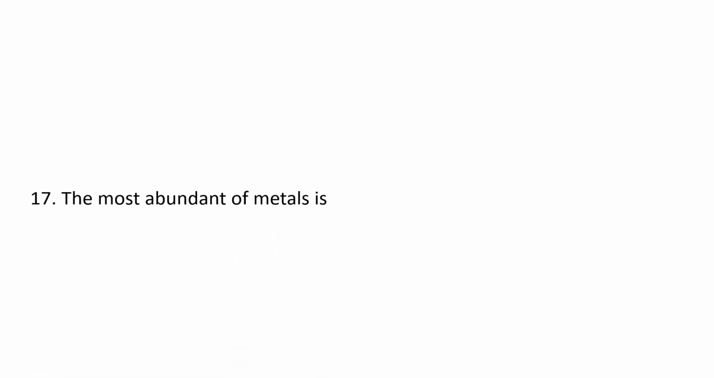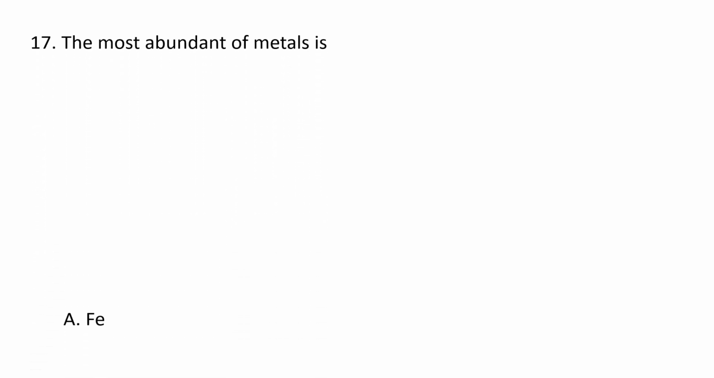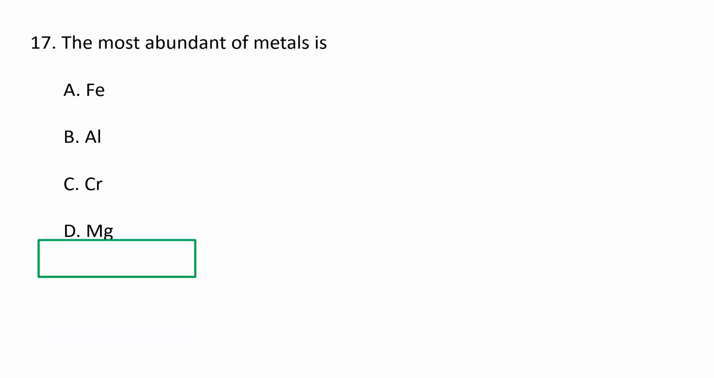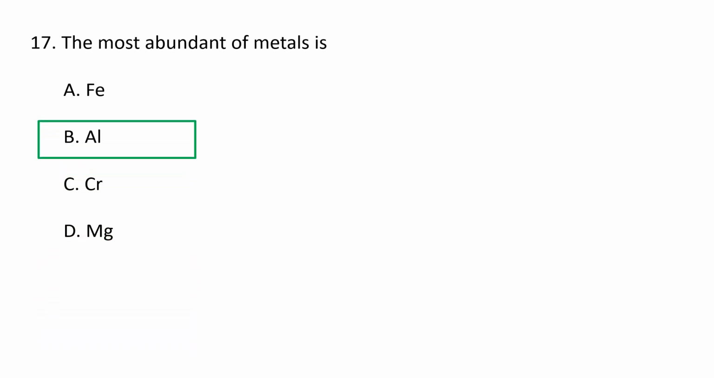Next question. The most abundant of metals is, it's also a very simple question. A. iron, B. aluminium, C. chromium, D. magnesium. The most abundant of metals is B, aluminium.